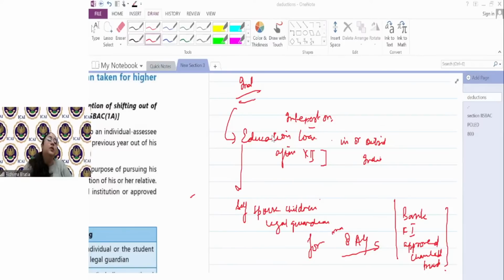Swati, good question. लोन लेके आपने ट्यूशन फीस पे किया. ट्यूशन फीस का डिडक्शन you will claim there. Interest का डिडक्शन you will claim here. But Swati, remember the loan should be taken for 80C के case में the tuition fees for children, not for self, number one. But 80E के case में self, spouse, children all are covered.